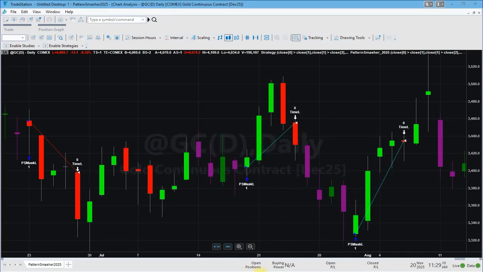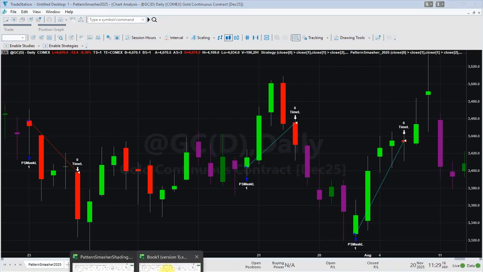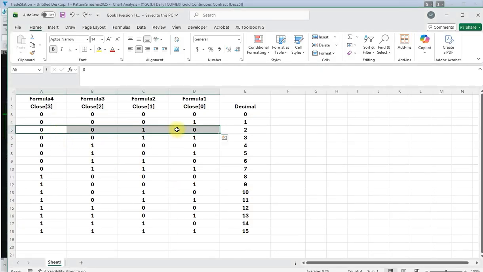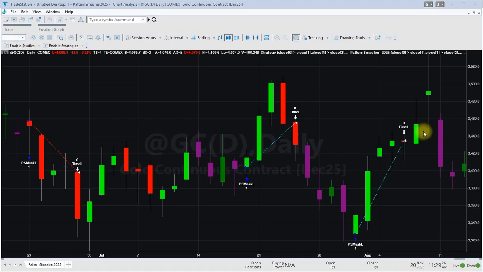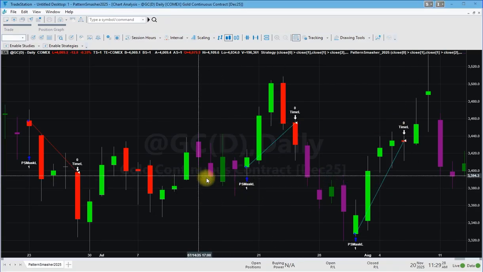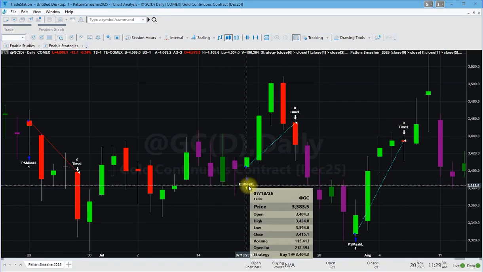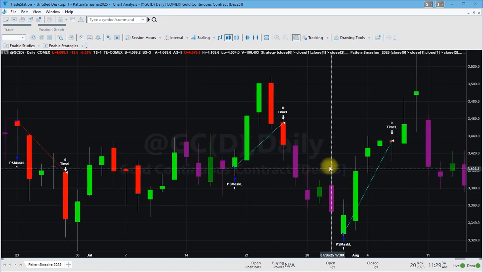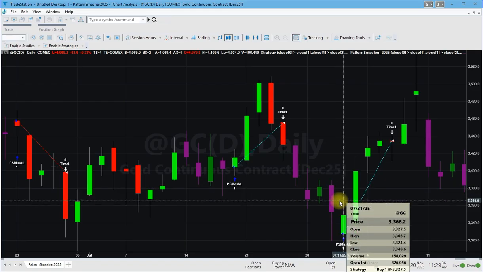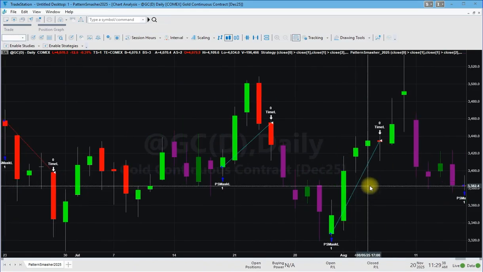So basically, what was that pattern? Can you remember that? I can't. That's the reason I created this spreadsheet, so it makes it easier. I need a down close followed by an up close followed by a down close. Let's see if our code matches that. Down close, up close, down close, buy. Down close, up close, down close, buy. So it's doing exactly what we told it to do.